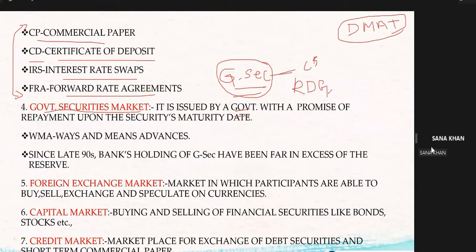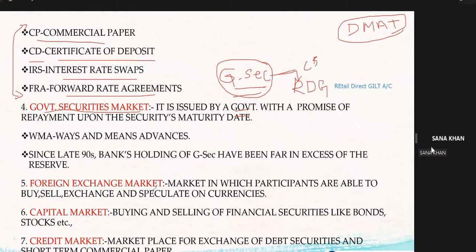RDG stands for Retail Direct GILT account. This account they have to open. So whenever they want access to government securities, after giving the preference to the commercial banks, it will be open for the retail investors as well.